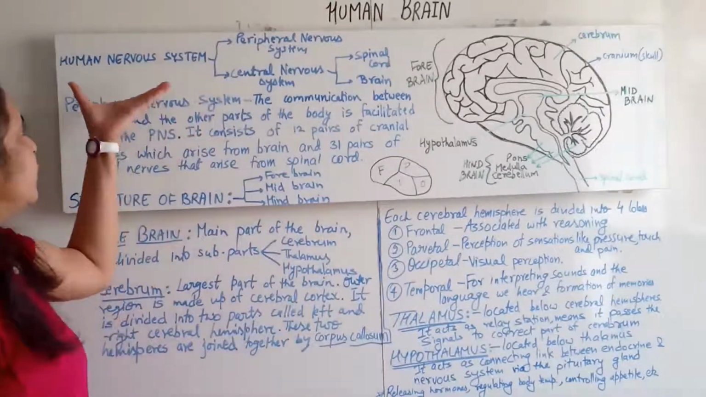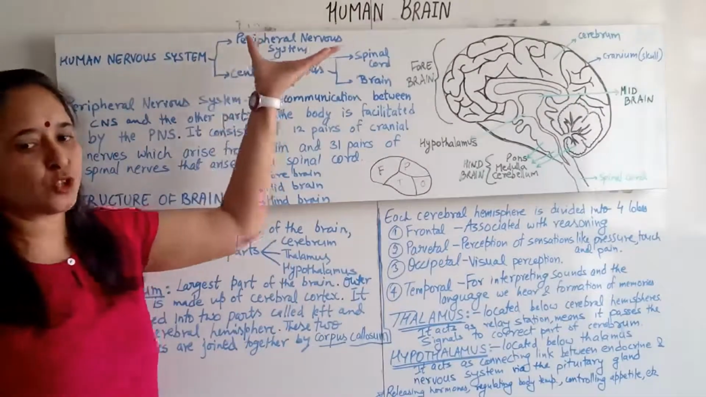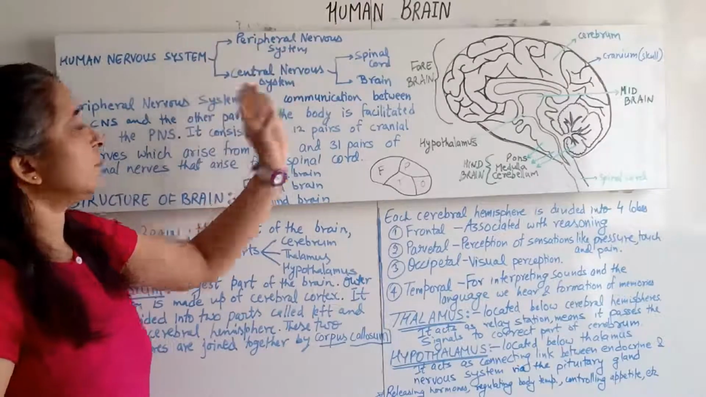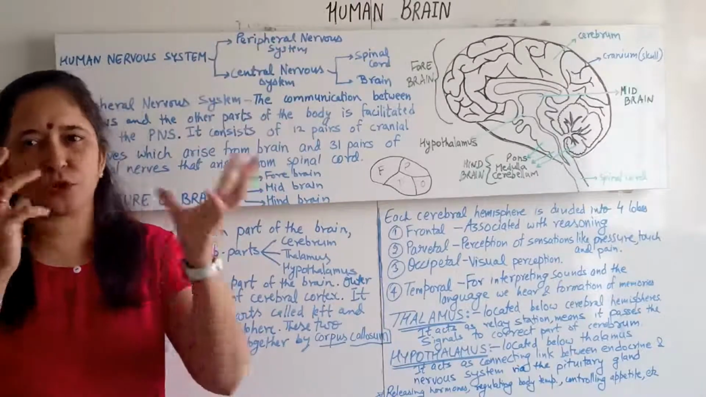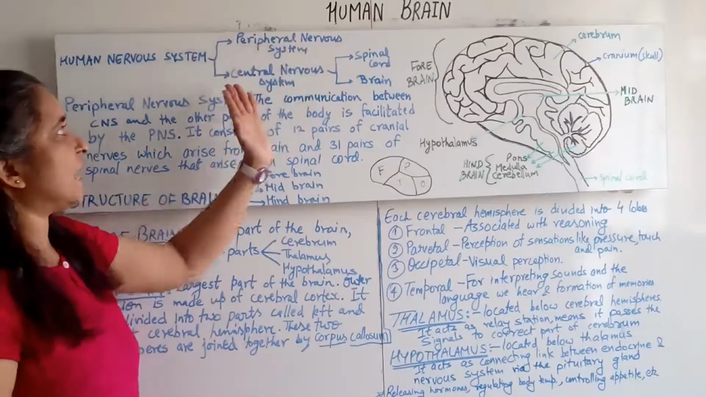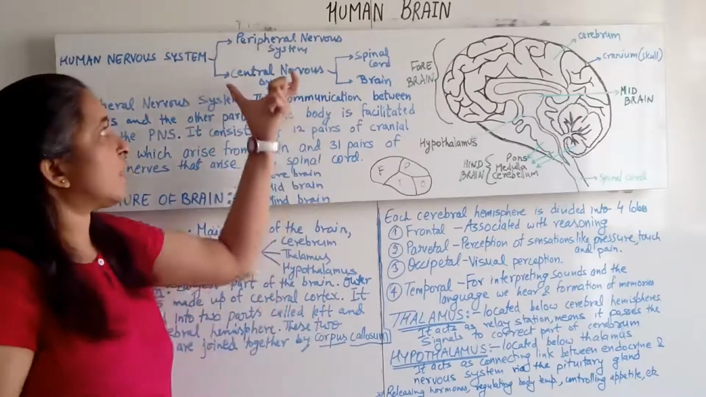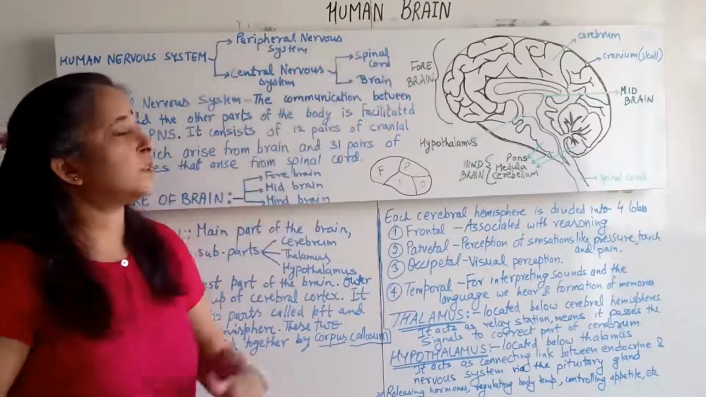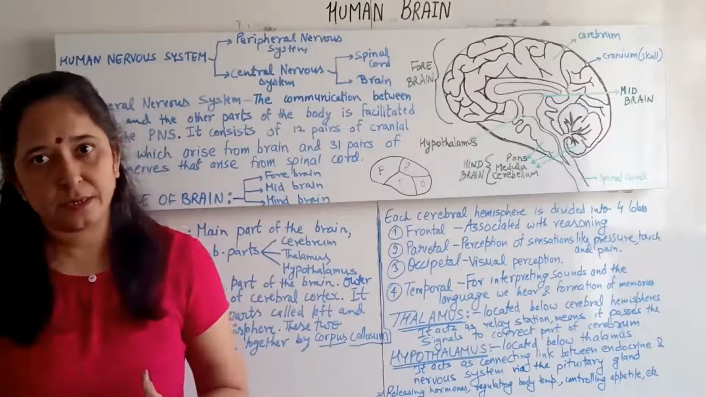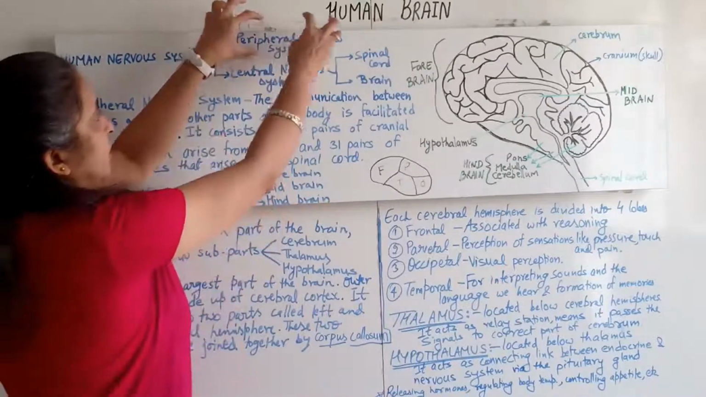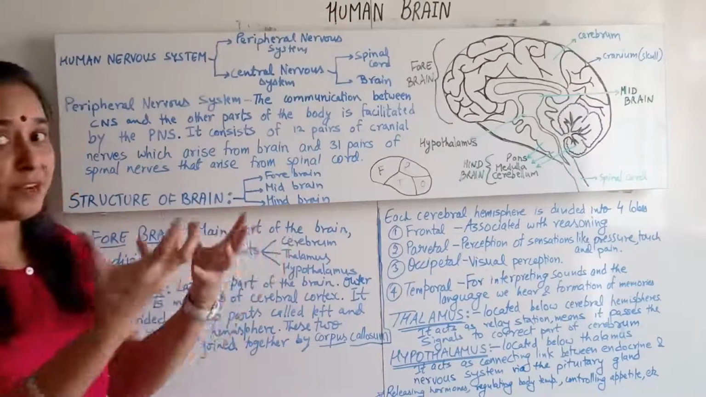Fine. So our human nervous system consists of the peripheral nervous system and the central nervous system. In short form we can say PNS and CNS. Now the central nervous system includes the spinal cord and brain. Okay. Now what does the peripheral nervous system do? What is its main function?